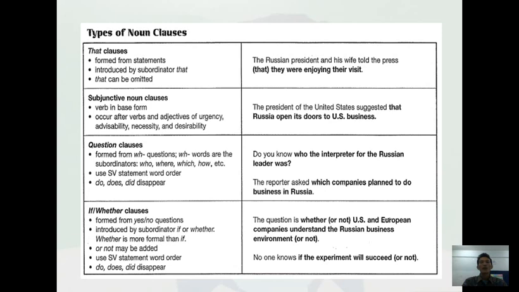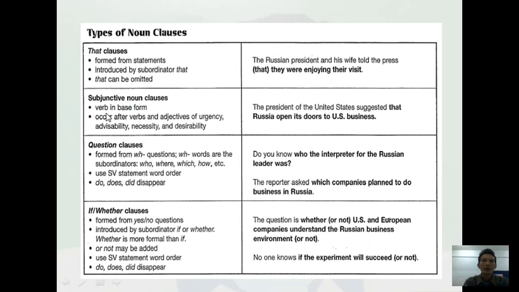And for our summary, we summarize here the types of noun clauses. Okay, you are able to use that clause formed from statements introduced by the subordinator that, which can be omitted, like the Russian president and his wife told the press they were enjoying their visit, or the Russian president and his wife told the press that they were enjoying their visit. Subjunctive.